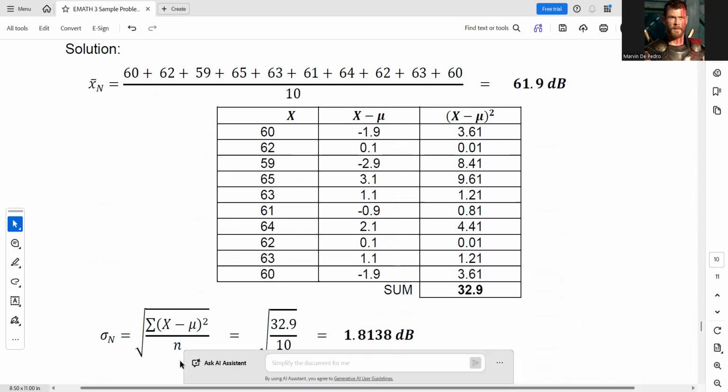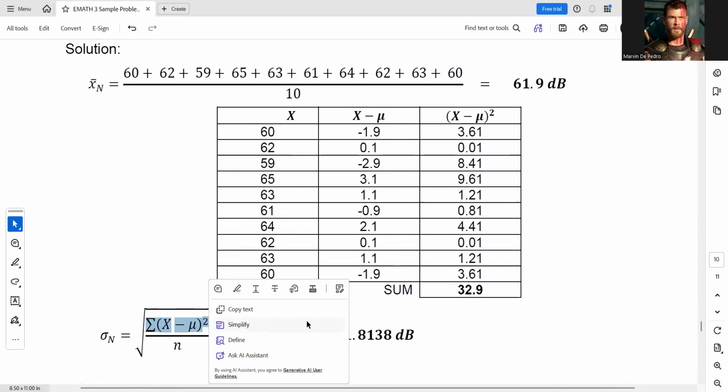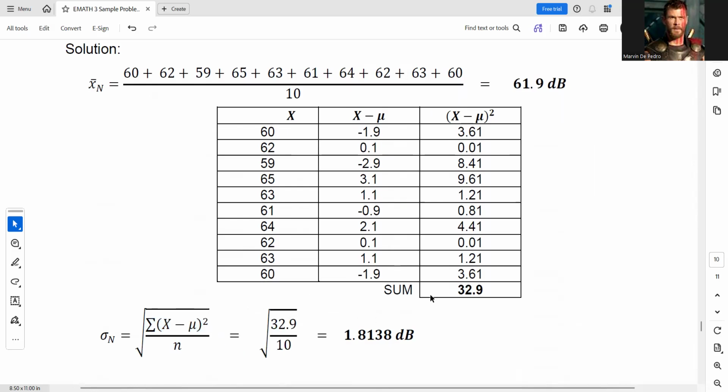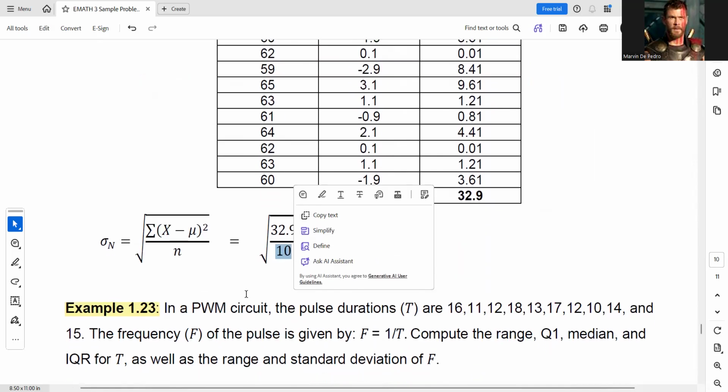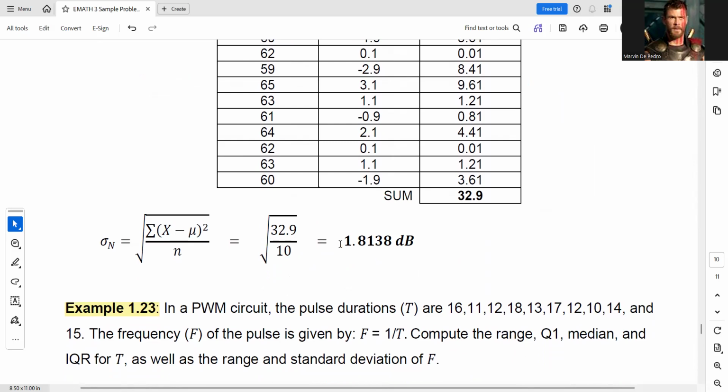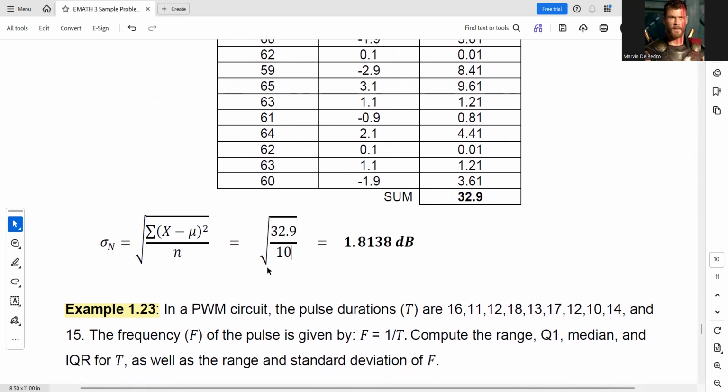Now that we have the sum, we substitute it here. That's 32.9, substitute here. And then we have the n, which is 10, the sample size. If you compute that, that would be 1.8138 decibels. But if we're looking for the population variance, then no need for the square root. Okay, that's for the first example.